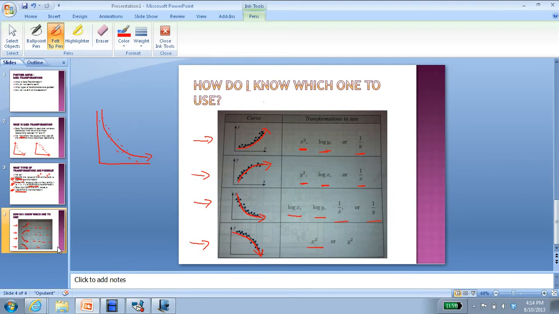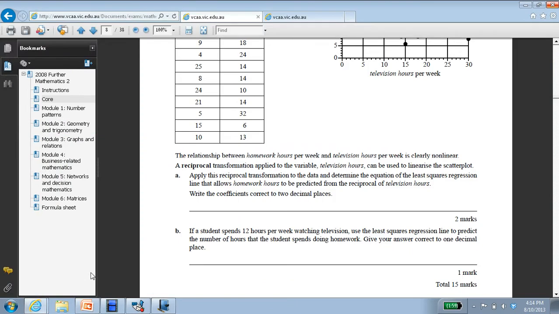Okay, we're going to look at a couple of past exam questions to see how we do these in the calculator. So let's go to a question from 2008.